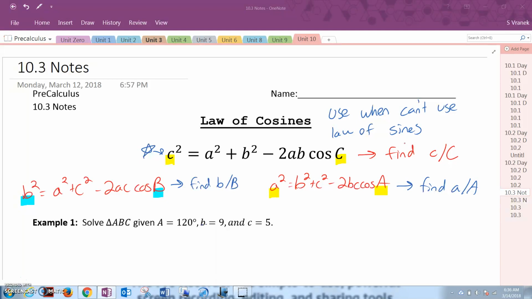The one I gave you in the print is c squared equals a squared plus b squared minus 2ab cosine c. This is used if you want to either find little c or big C. Now if you need to find little a or big A, then you use the other one down here, which is a squared. Or if you want to find little b or big B, you switch it around so you set it up to be b squared. So based on what you're finding, you actually switch the letters around, but it's the same formula over again.